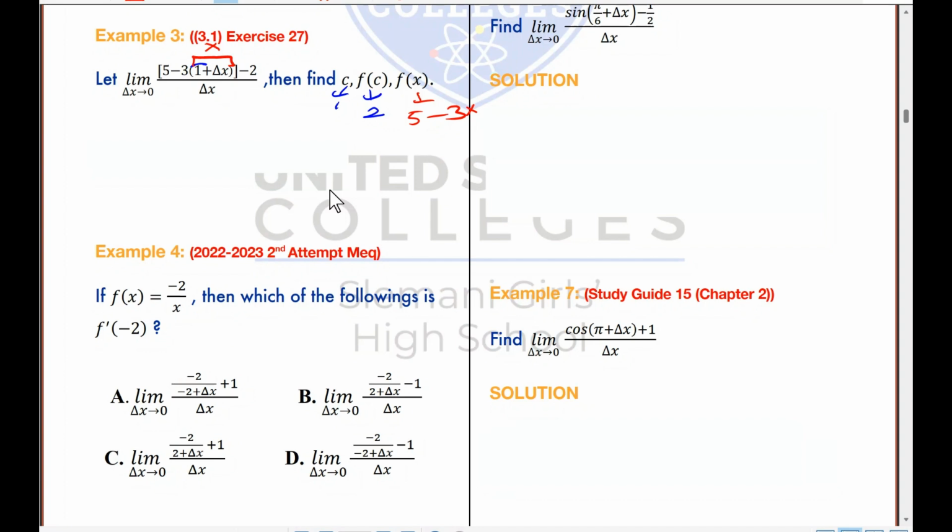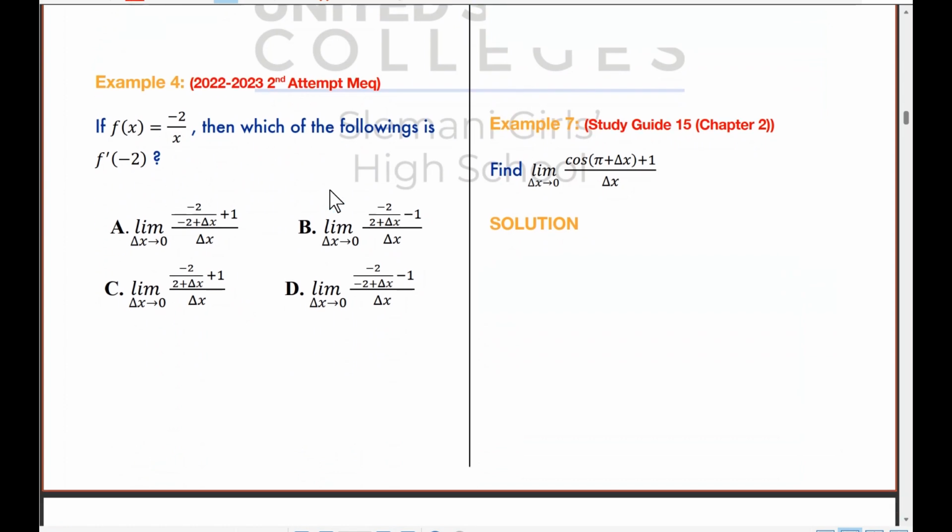Now let's solve questions that came in Wazari so far. Okay, this one. Which of the following is f prime of minus 2? So it doesn't ask you to find the derivative of this. It's easy by using the rules. It's asking about finding the derivative by using limit. So you should know what the correct limit form is.